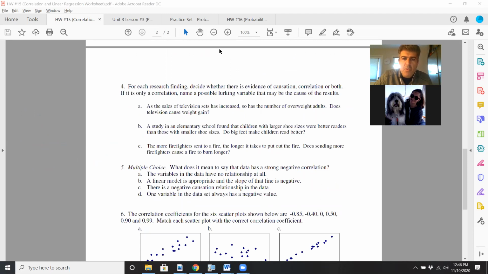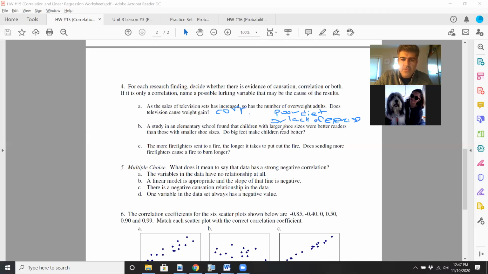I'd probably say it's more of a correlation. I wouldn't say television necessarily causes weight gain. You could say correlation and maybe lurking variables like poor diet or lack of exercise. I mean, there are people on TV who do stay fit, right? But I suppose if you do have a TV, maybe you're inclined to be a couch potato, but I would say that's probably correlation, not causation.